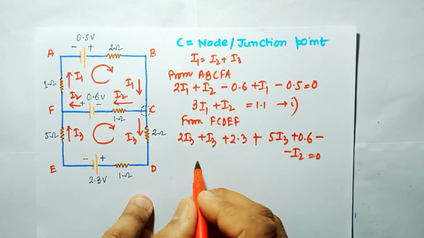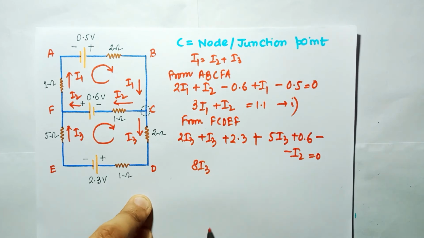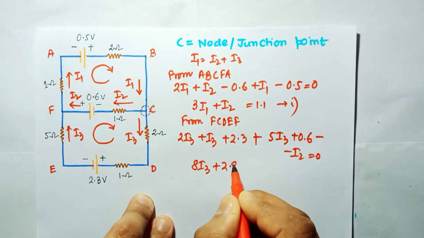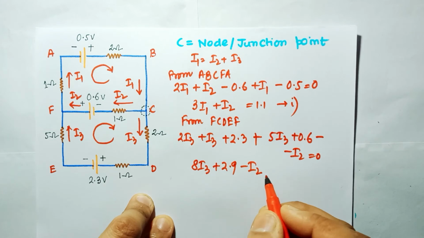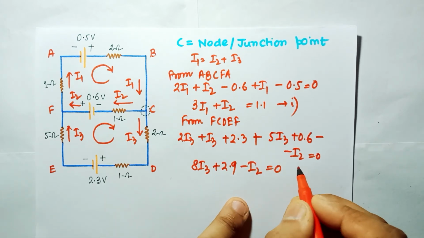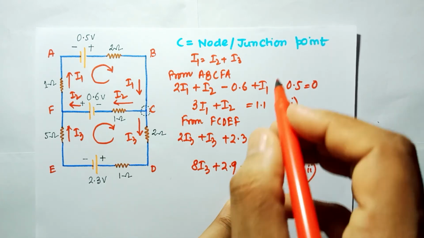So 8 I3 plus 2.9 minus I2 is equal to 0. So this is our equation number 2. Suppose this is our equation number 3.